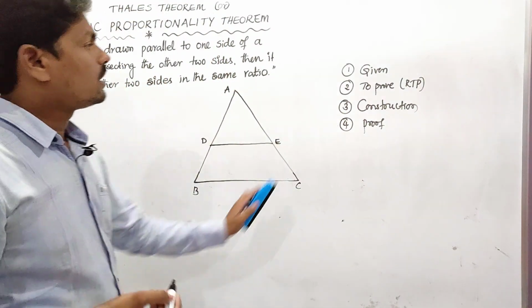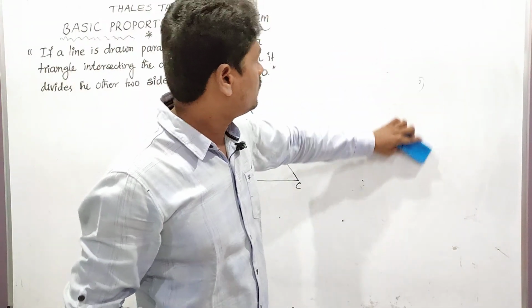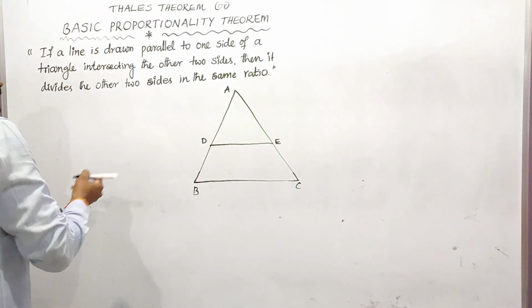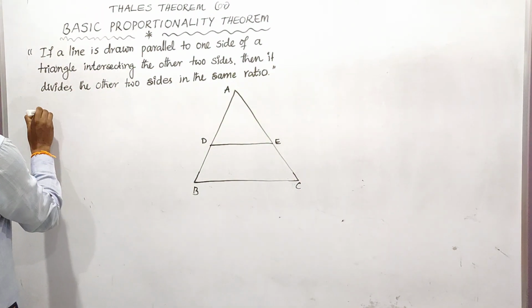So first one, given. How can we write given for the given statement of the basic proportionality theorem? So given, student, first step I am writing given. So see, student, how can we write given?